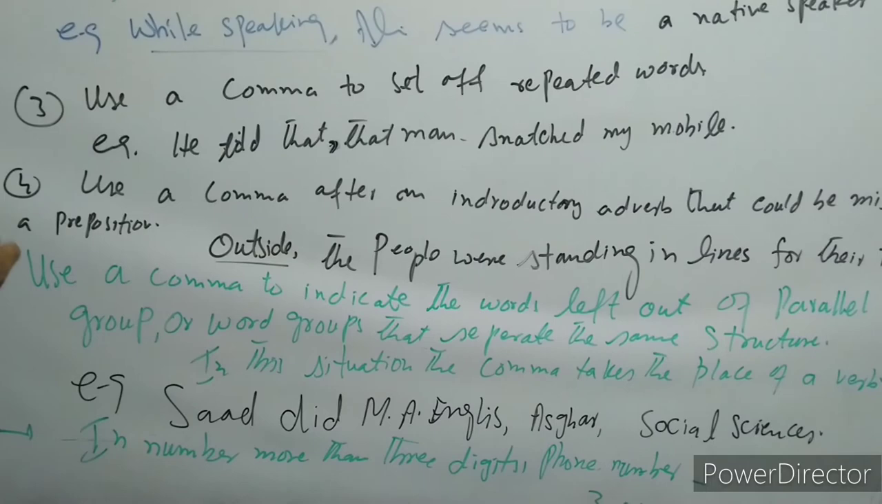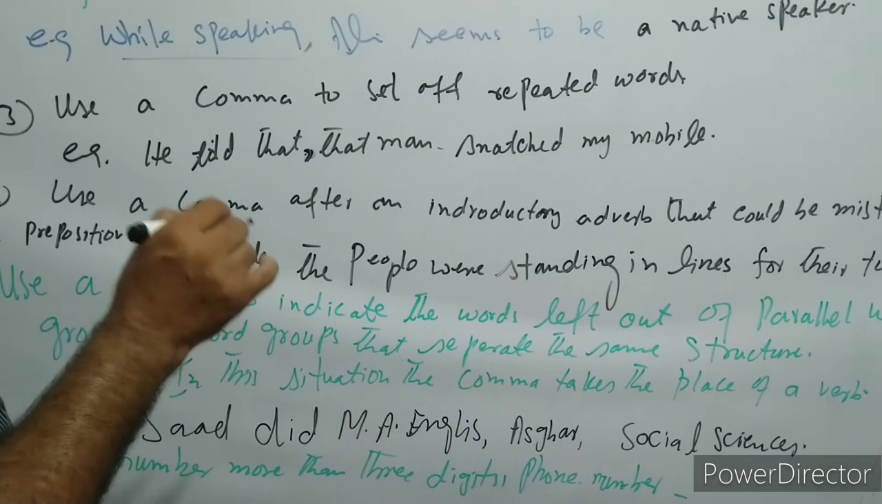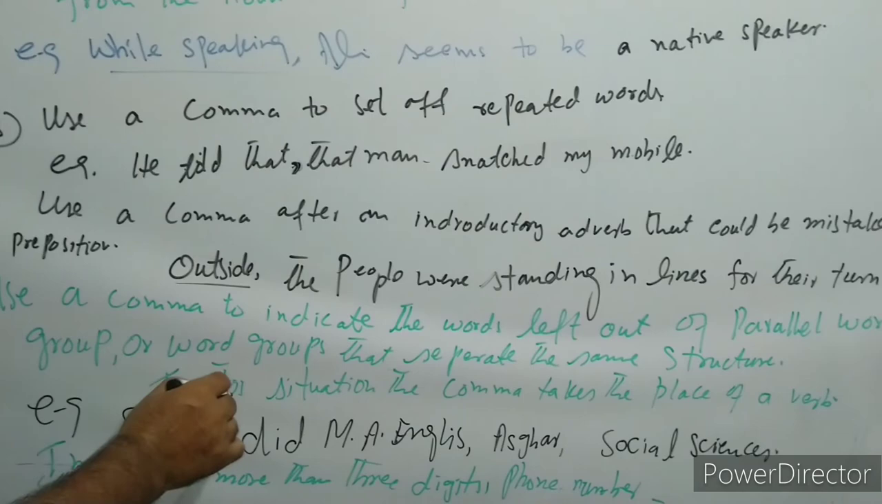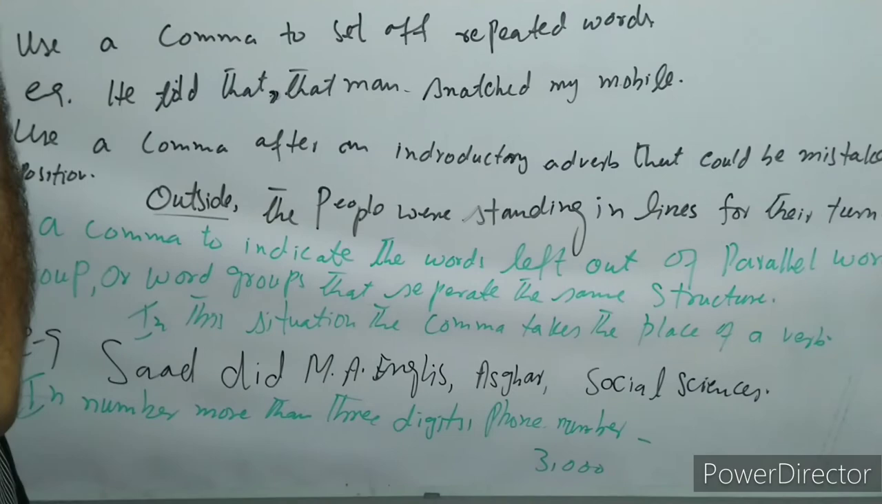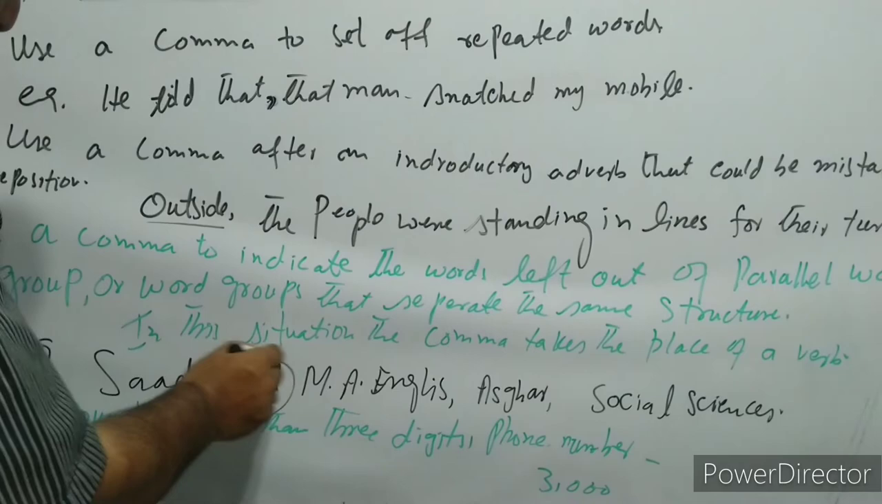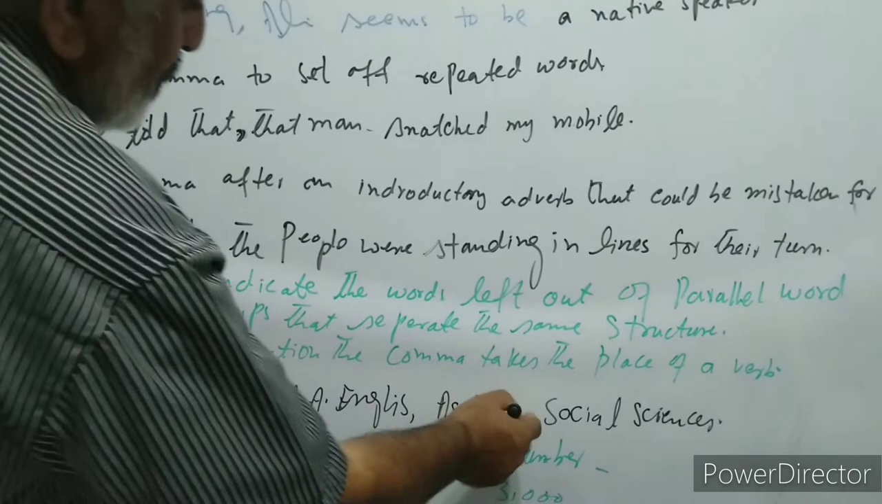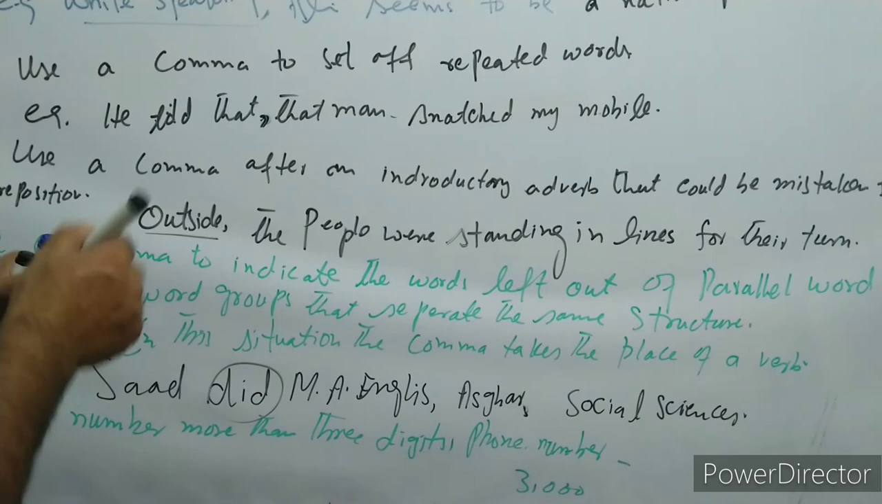Another very important point: use a comma to indicate the words left out of a parallel word group or word groups that share the same structure. In this situation, the comma takes the place of the omitted word. We have a parallel structure. Example given: Sadia did MA English, Sadia did MA social sciences. This is a verb, and this structure is repeated here as well. So here, this comma does the function of the verb. Means did is understood here, and for that particular structure, we use a comma.